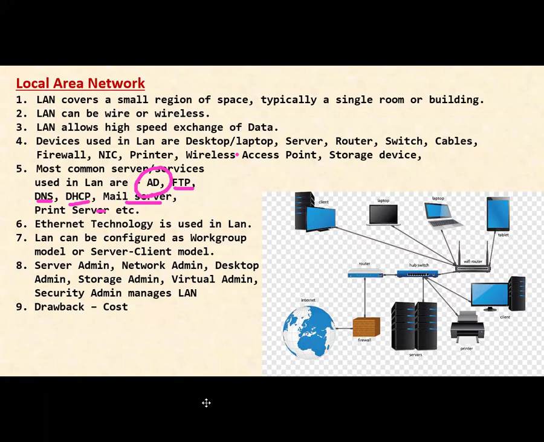AD is something like this. Active Directory is something like this. From a centralized location, you can control your whole local area network. All the users, their permissions, their policies, their passwords, their authentication, authorization, everything they can control.